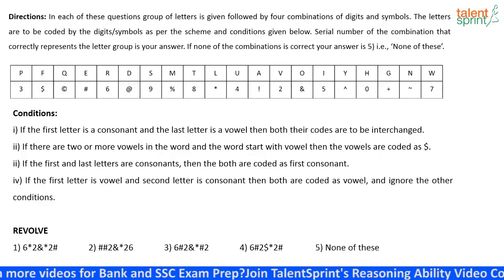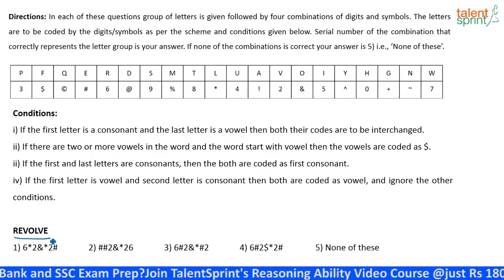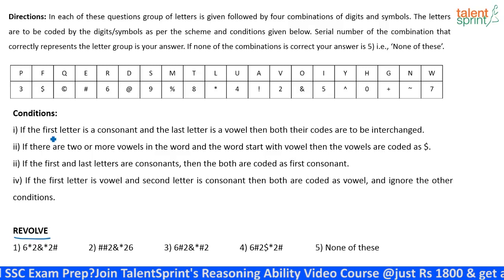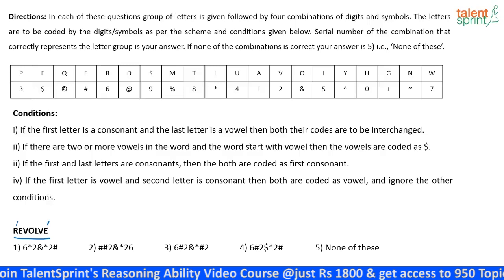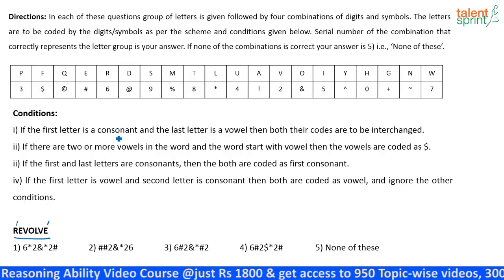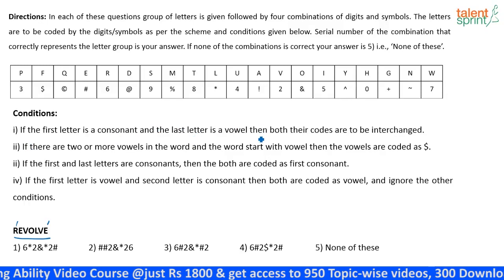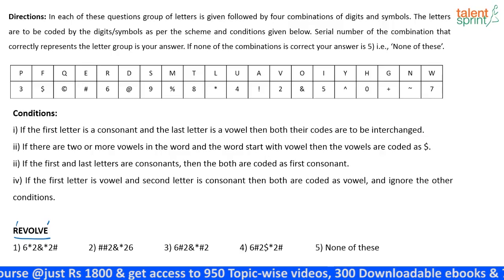Okay. So what is the conditions given? See, you have a word here given is revolve. You have to find the code for this. Now, here the first letter is a consonant and the last letter is a vowel. Correct? What is the condition given? If the first letter is a consonant and the last letter is a vowel, then both the codes are to be interchanged. So what does that mean?